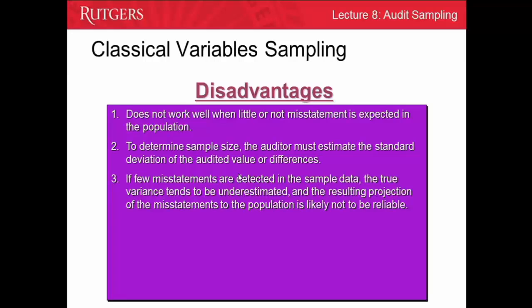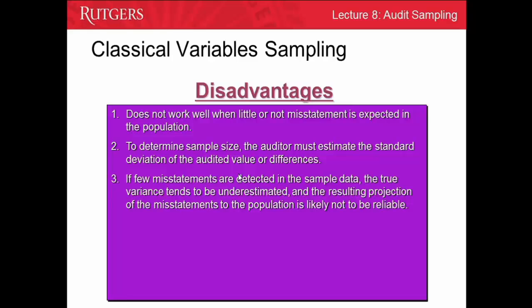But there are also some disadvantages of classical variable sampling. First, when using the approach to evaluate likely misstatement in an account or population, some classical variable sampling techniques do not work well when little or no misstatement is expected. Actually, this is the most common situation in an audit.